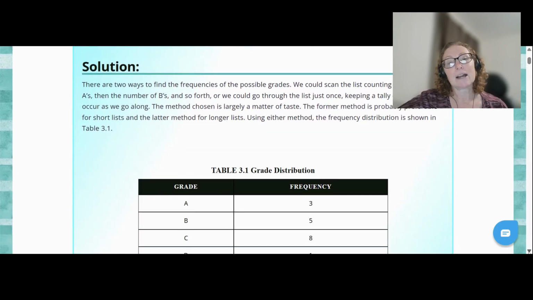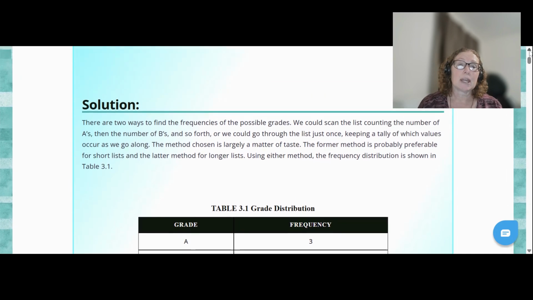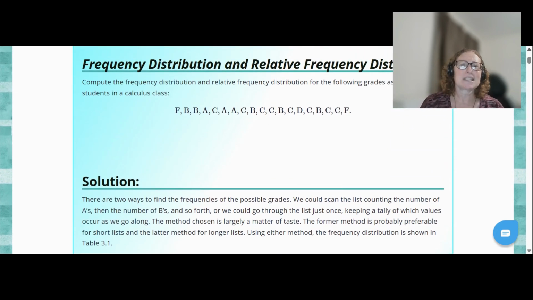So again, like I've said in the past, there's more than one way to find the answers. My main hope for you is that you find the correct answer and that you use the method that works best for you. So in this, we could scan the list and count the number of A's, number of B's, number of C's, and then keep tallies of each of those. It just depends on how big the list is.